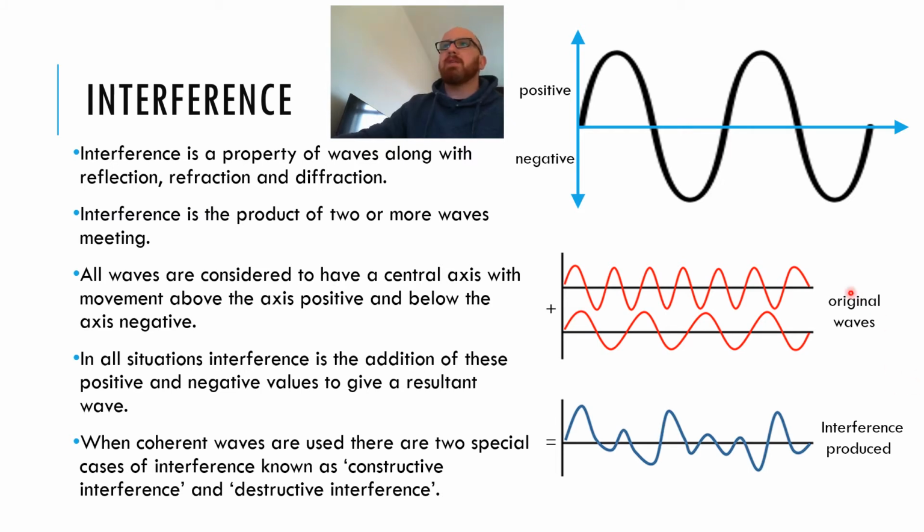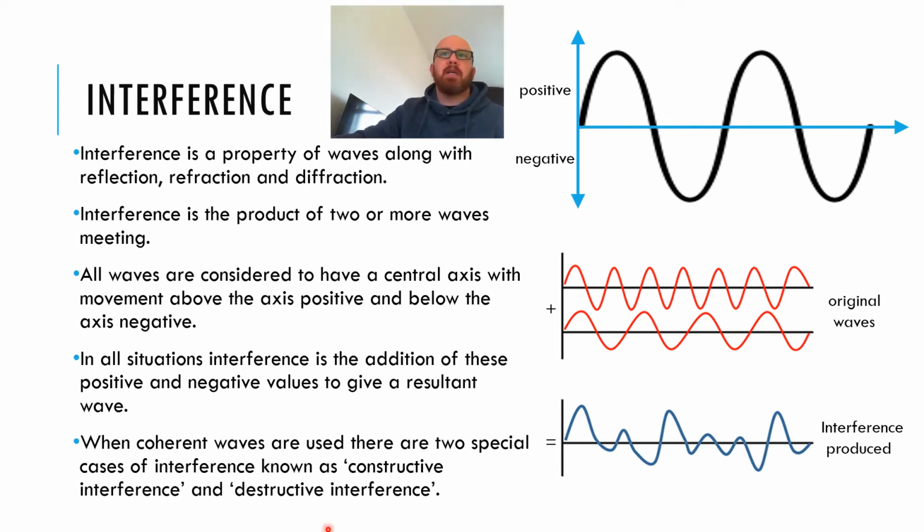Okay, so interference is basically what happens when two waves come together and they add together. Now, interference is the test for a wave, along with reflection, refraction and diffraction. Diffraction we'll talk about in more detail next week, but you may have done a wee bit in National 5. So interference is one of the tests for what makes something a wave. If something interferes, then it is a wave, or has wave properties. So interference is a product of two or more waves meeting together.